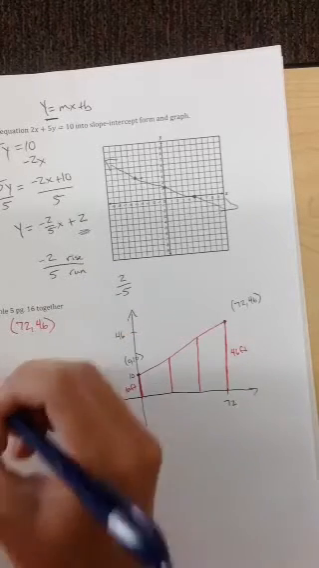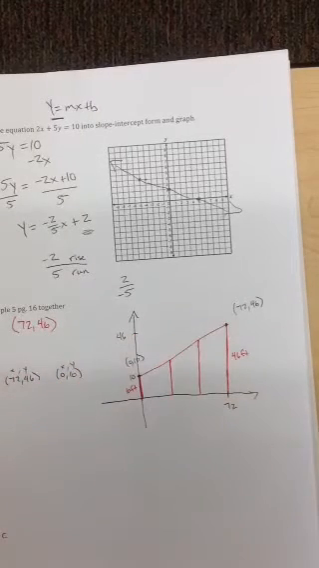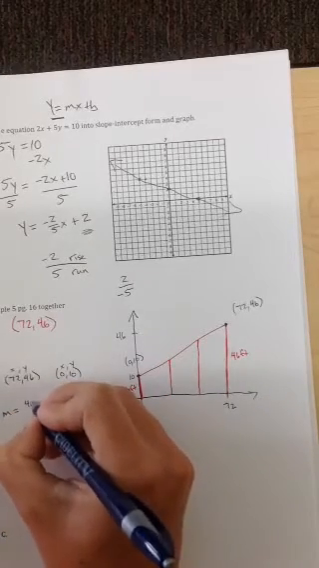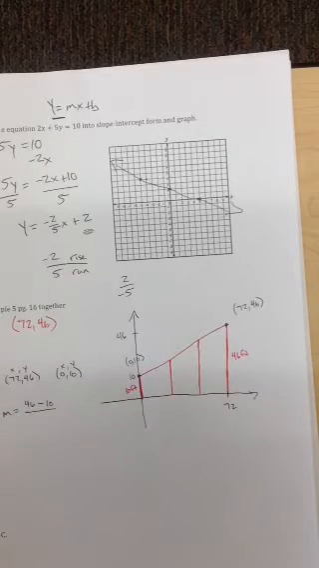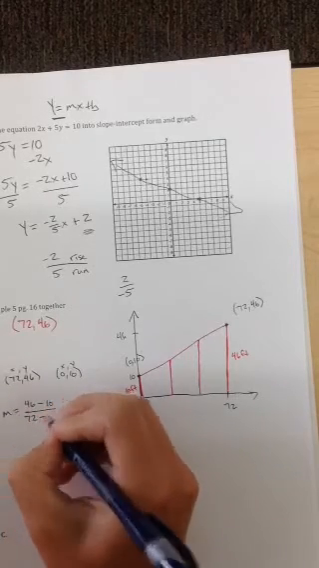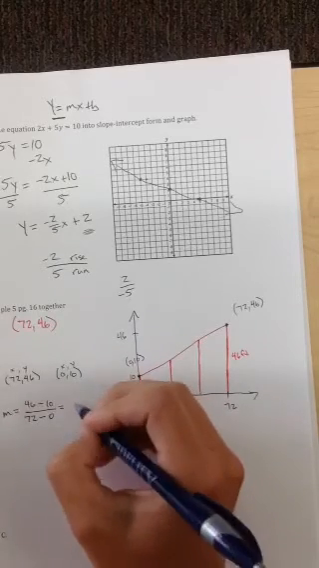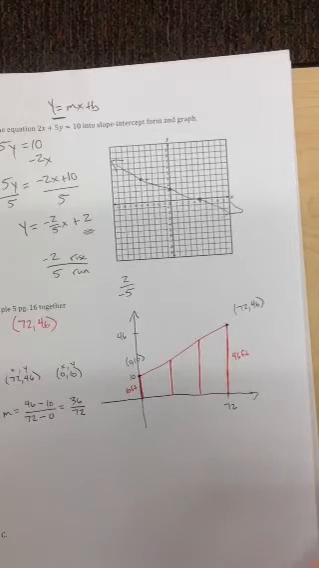So if we do, we got x and y, x and y. So if we do y minus y, one y is 46, the other y is 10, over our x's. If we chose 46 first, we would have to choose 72 first, minus our x and the other one is 0. So 46 minus 10 is 36, and 72 minus 0 is 72. And 36, I believe, is half of 72, so that should reduce down to a half.